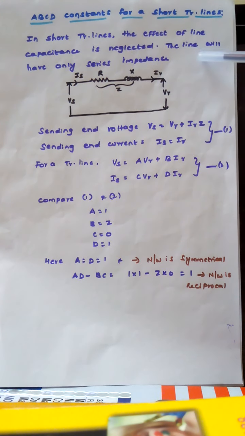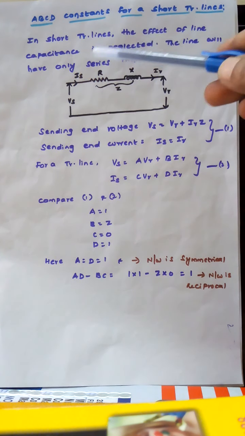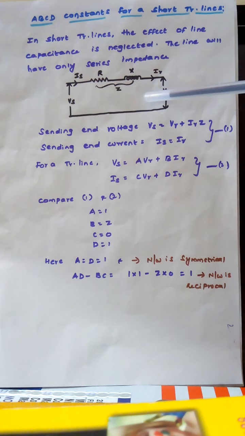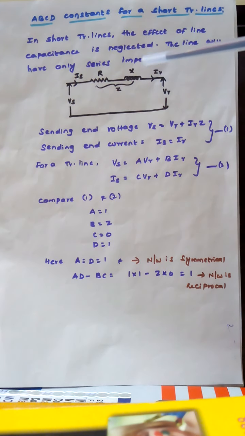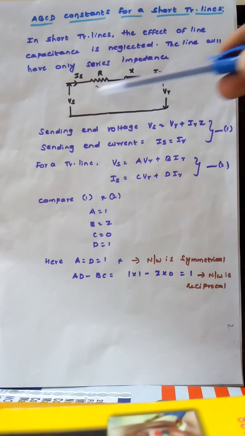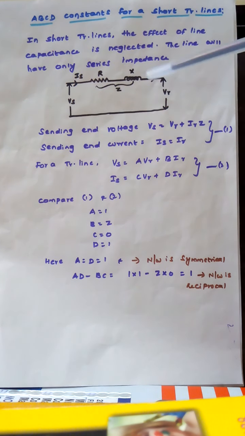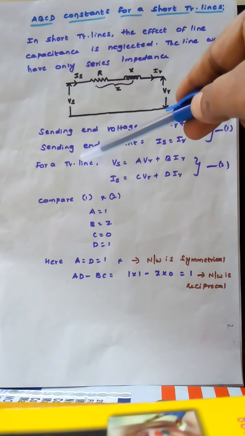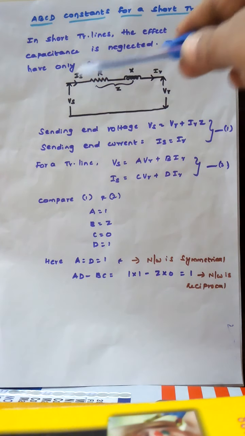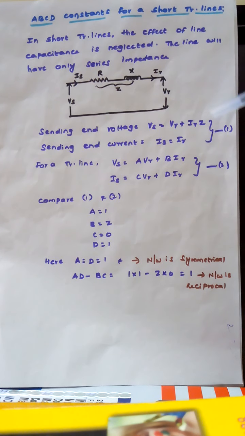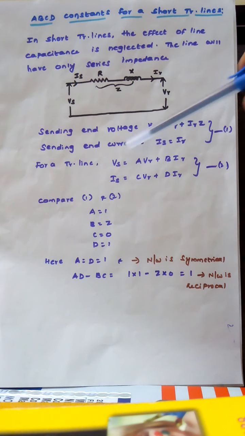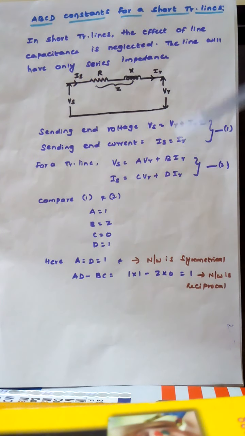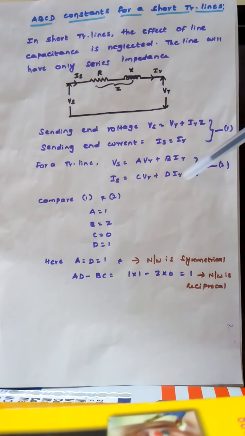This is the ABCD constant for the short transmission line. We know for the short transmission line, the effect of capacitance is negligible, and we take only the series impedance, that is R and XL. So the sending end voltage Vs equals VR plus the drop IR into Z. Similarly, the sending end current Is will be equal to IR. Using these equations, we can compare with the generalized ABCD parameters: Vs equal to A into VR plus B into IR, and Is equal to C into VR plus D into IR.